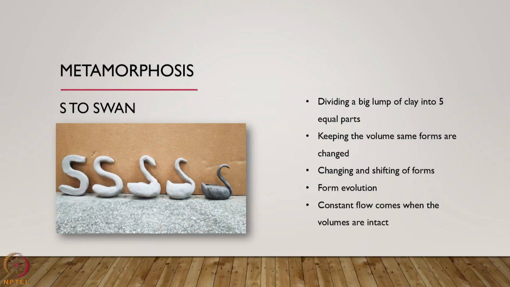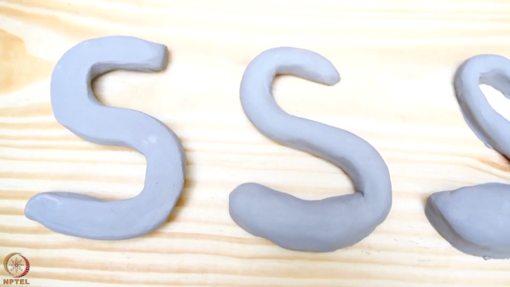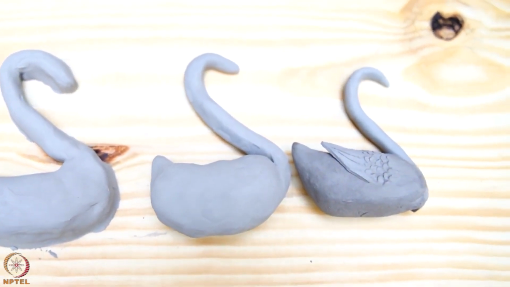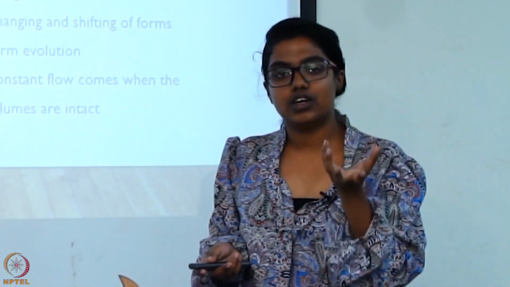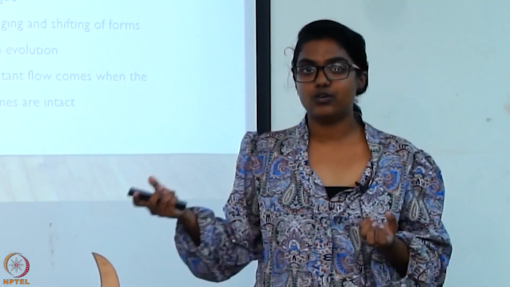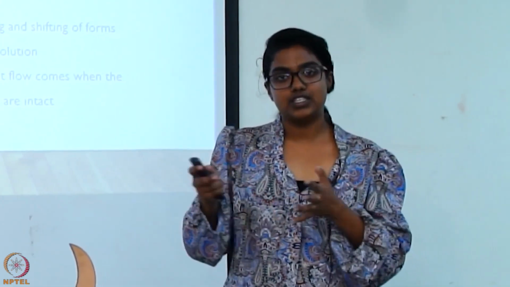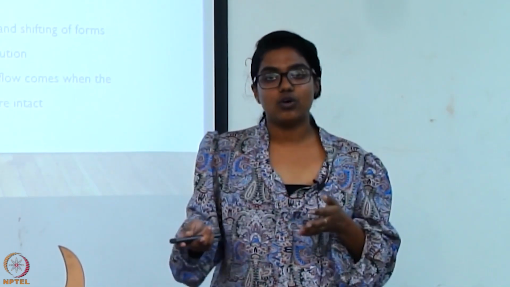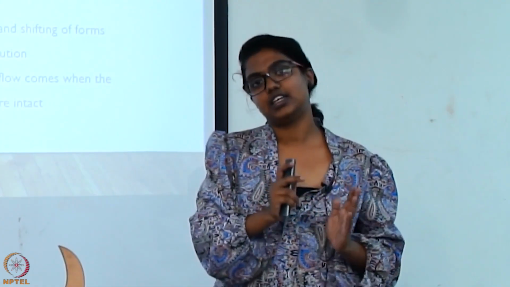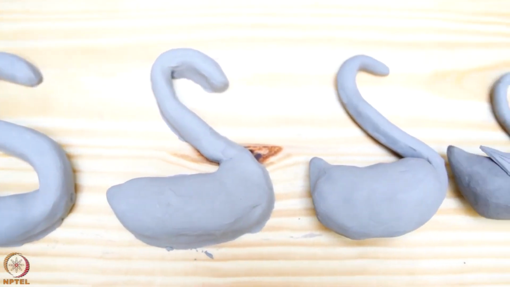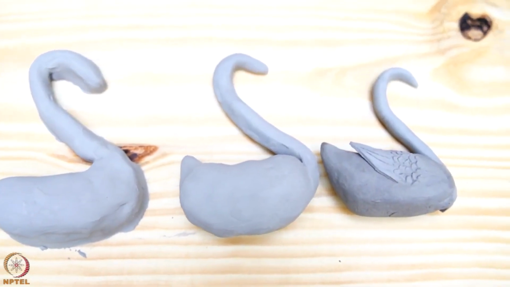So we took a letter, that is, I took S, and we converted it to an animal, that is swan. What we did was we took a big lump of clay and then we divided it into 5 equal parts for the 5 stages of the metamorphosis. And without reducing the volume, we kept the volume intact, and we gradually changed the form of the letter.